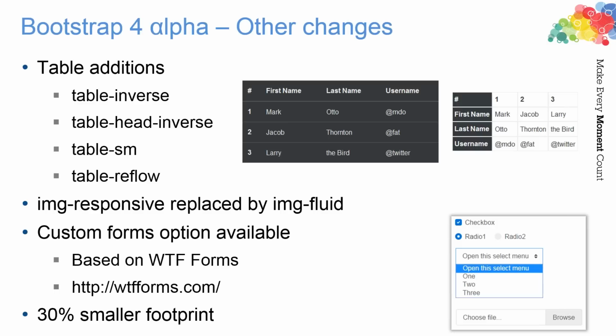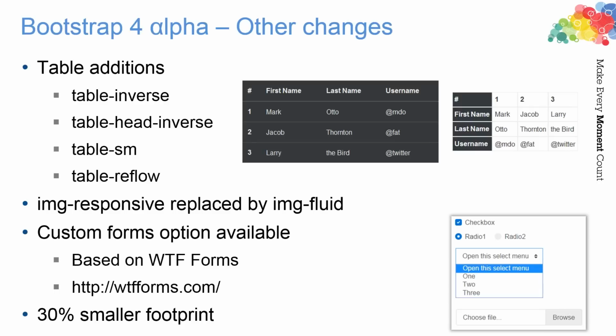And so you can see that the first name, last name, username row is now the first name, last name, username column in the table on the right. So some extra utilities there for tables. One other thing to make note of is the image responsive class that was part of Bootstrap 3 has been renamed to image fluid, and so that's something to be aware of in case you were using that.